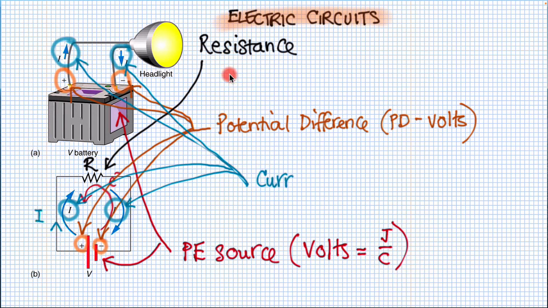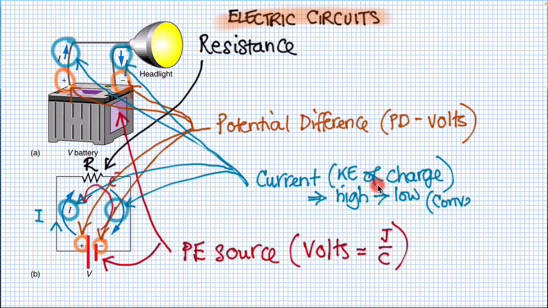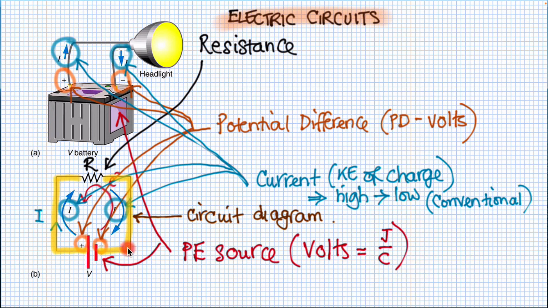The current in the circuit, you can see here, whether it's conventional or whether it's electron flow, represents the kinetic energy of the charge. And of course, if we're talking about conventional current, we're talking about charge moving from high to low potential. And the yellow part of this circuit diagram represents the conductor. Put it all together, we have a circuit diagram.